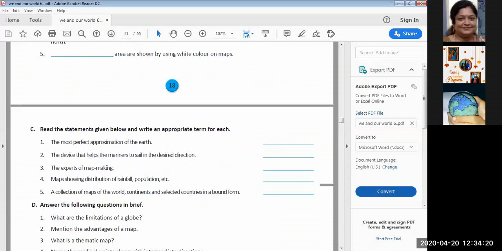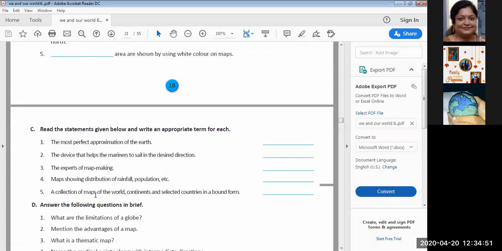The experts of map making, they are known as cartographer. Very good. Excellent. But very few students. Now I got many students' answers. Very good, beta. Map showing distribution of rainfall, population, etc. Thematic map. Avika, very correct. Now I'm getting the answer thematic from everyone. It means you have understood the different types of maps we are using now.